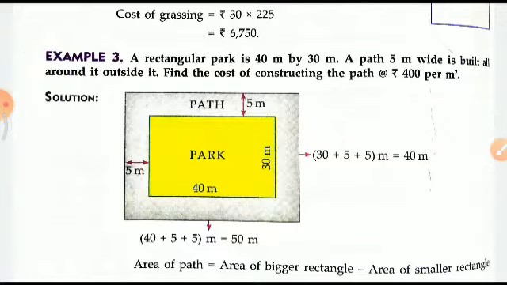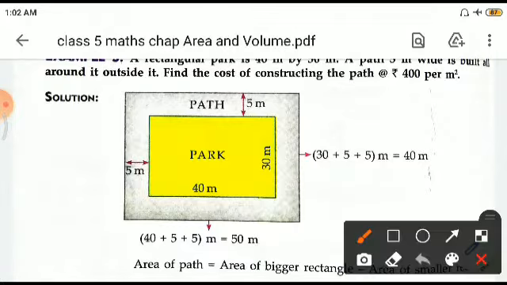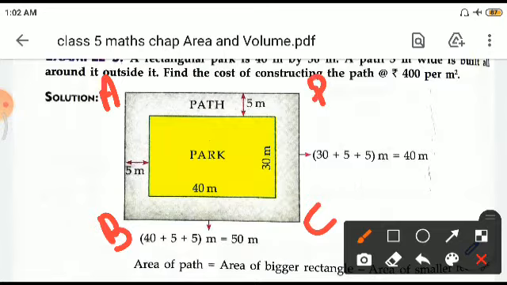Now how will you get that? We will firstly be finding out the area of this rectangle A, B, C, D, right? And then we will be finding out the area of this rectangle P, Q, R, S, the inner yellow one, and then we will be subtracting the two areas. Now how will you get that?